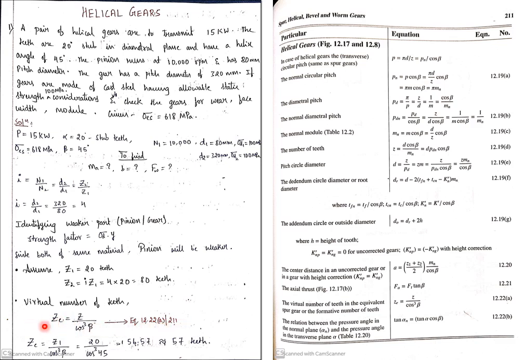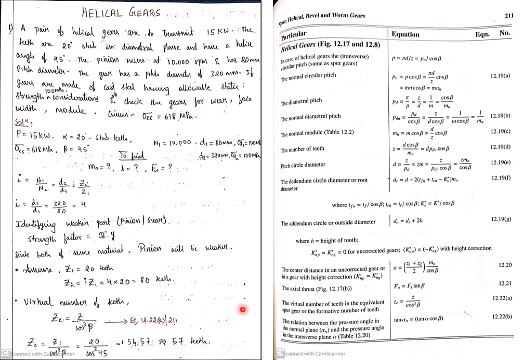Okay, here you can calculate the value of ZE with respect to two gears, either the gear or the pinion. Both we need to calculate. If you want to calculate ZE1, substitute the value of Z1, and if you want to calculate ZE2, substitute the value of Z2. Both the gears we need to calculate the virtual number of teeth. If you substitute 20 and the beta he has given, 57 teeth is the virtual number of teeth. So this is done.